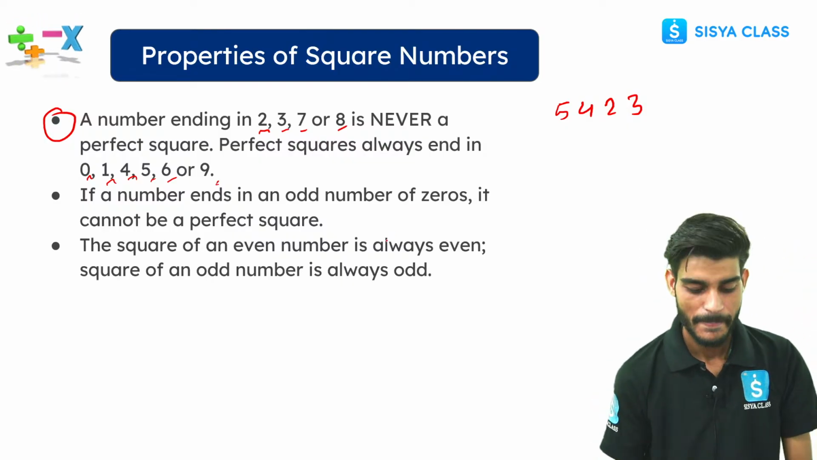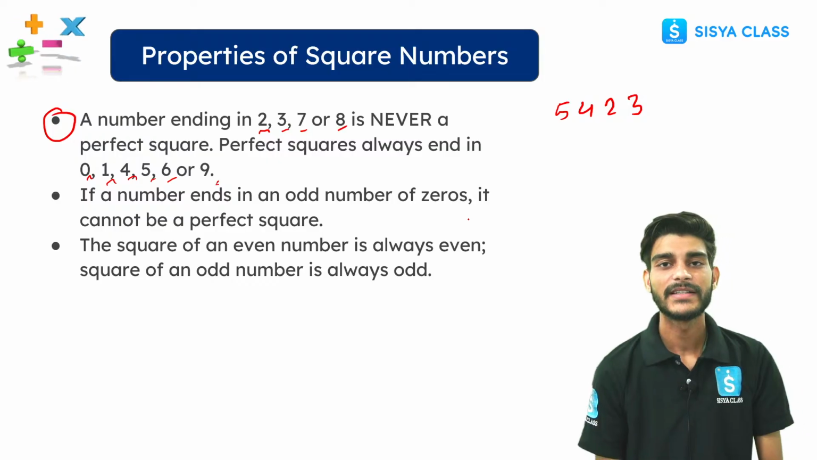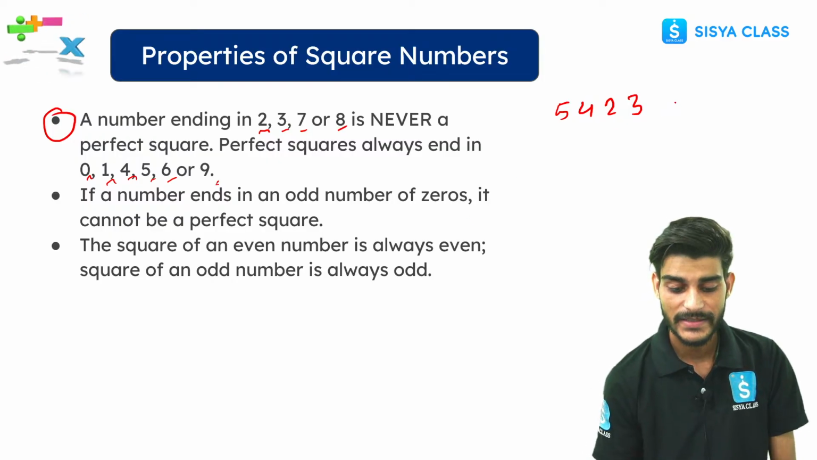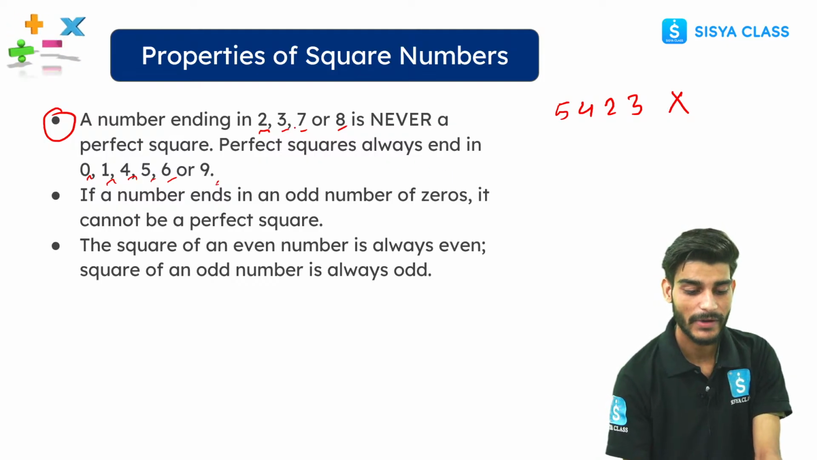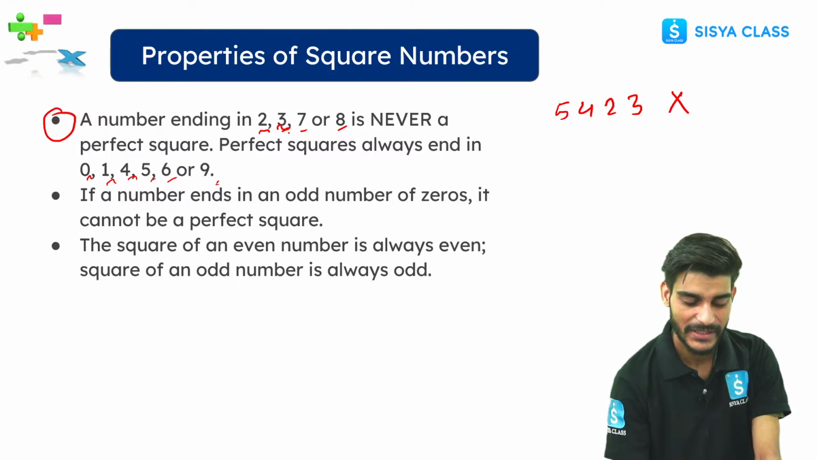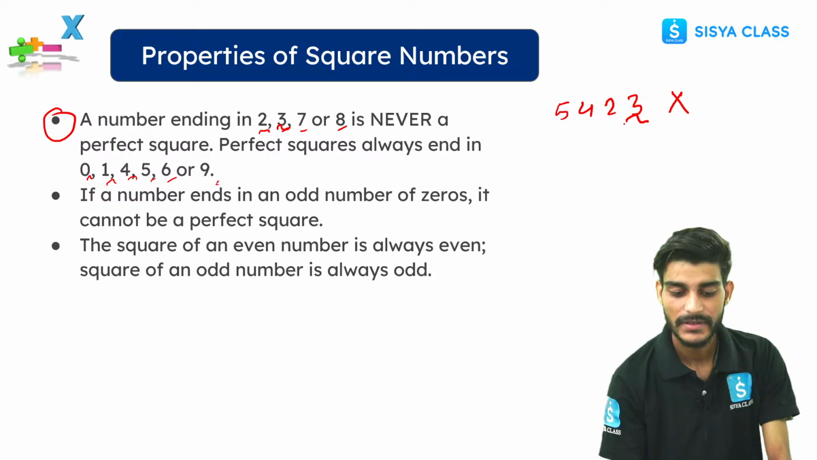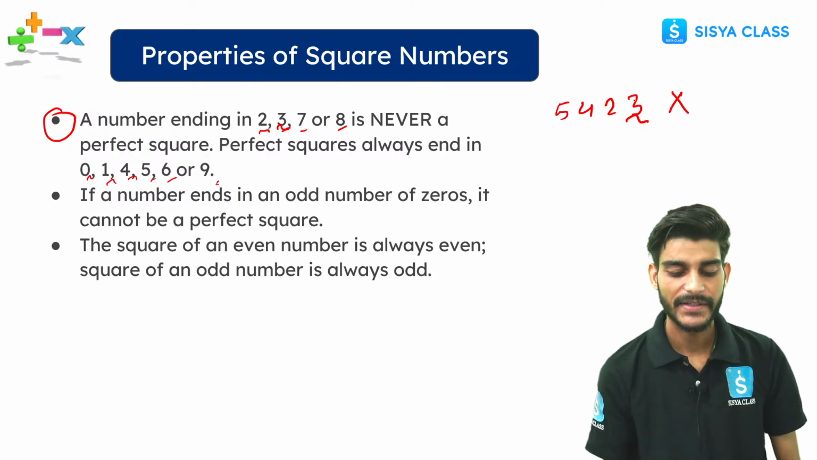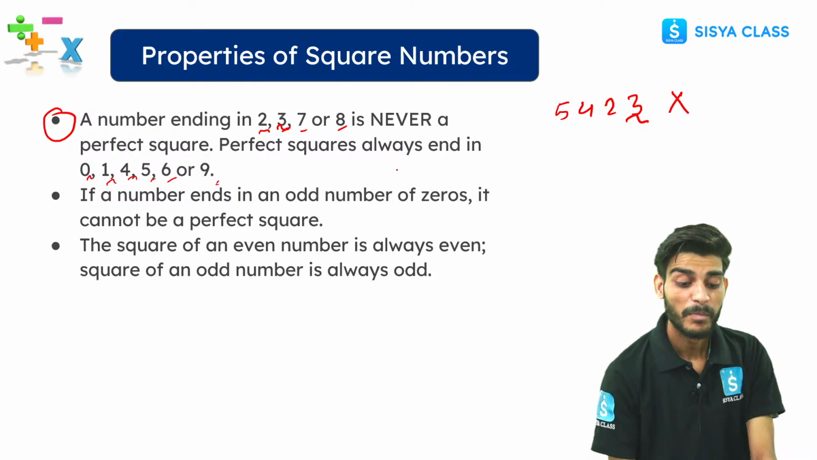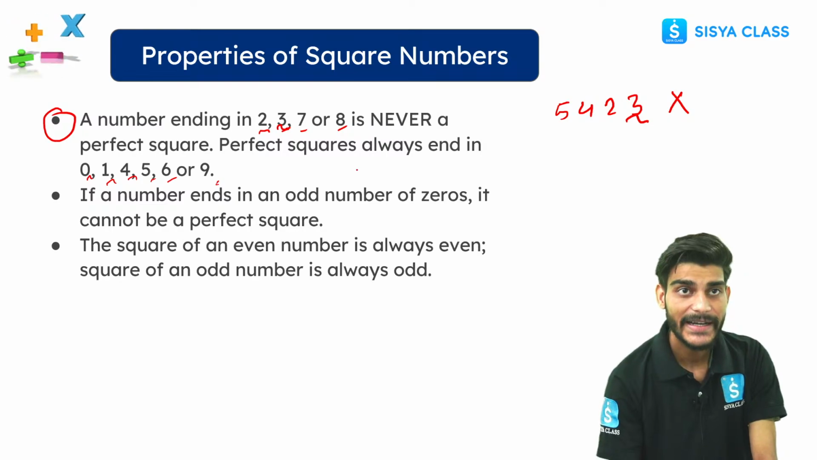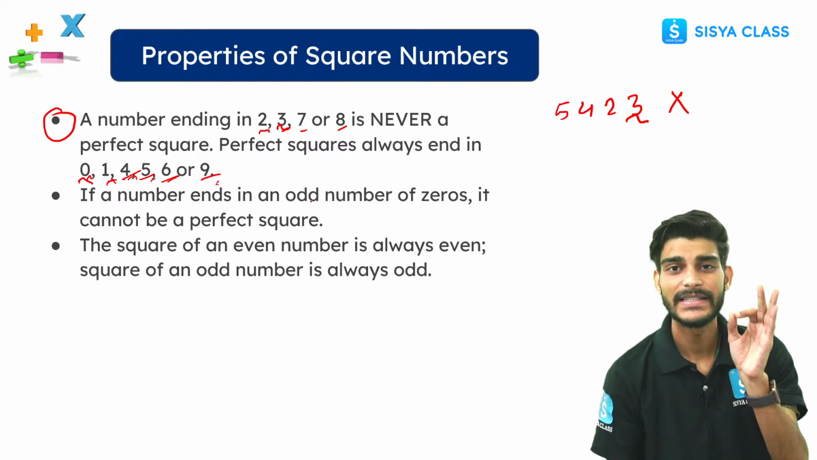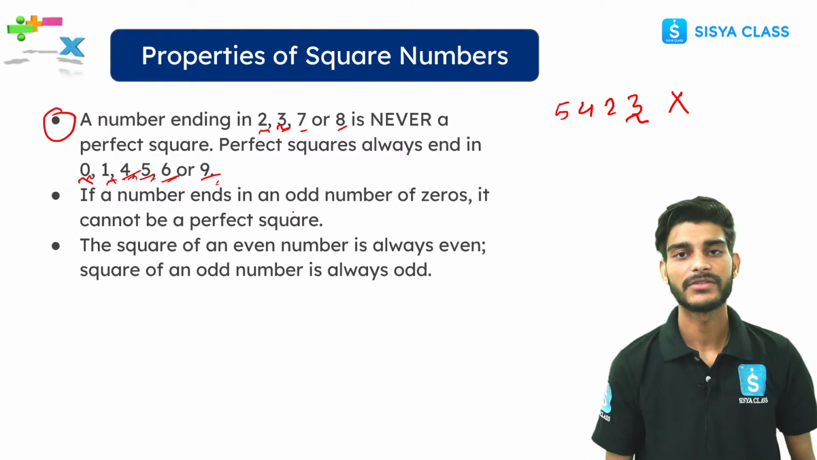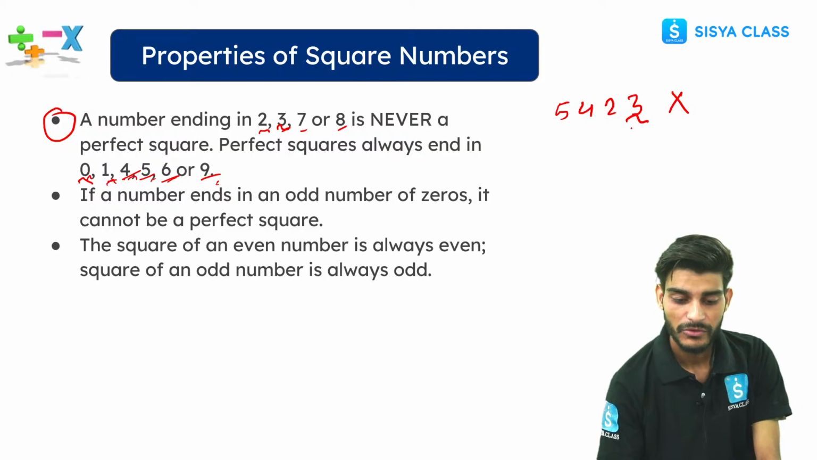What should be your answer? 5, 4, 2, 3. Is this a perfect square? The answer is a big no. Why? This is not a perfect square because it is ending with the digit 3. If you see the last digit, it is 3, right? So this is not a perfect square. A perfect square always ends in 0, 1, 4, 5, 6 or 9. This is a necessary condition to be a perfect square. So 5, 4, 2, 3 is not a perfect square.